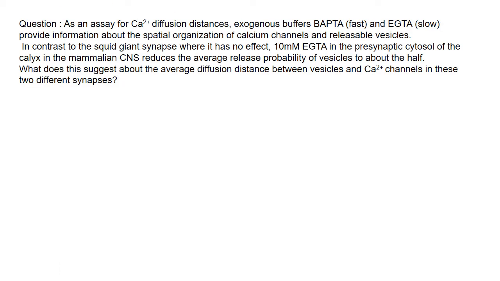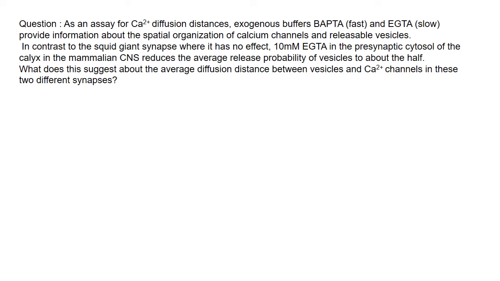Now, what I also want you to think about at home after you listen to this: remember I told you that how close the calcium channels are to the vesicle is really important. So this is your question. For example, the way you can assay calcium diffusion distances is to use exogenous buffers such as BAPTA and EGTA, which will chelate calcium, to provide information about the spatial organization of calcium channels and releasable vesicles.